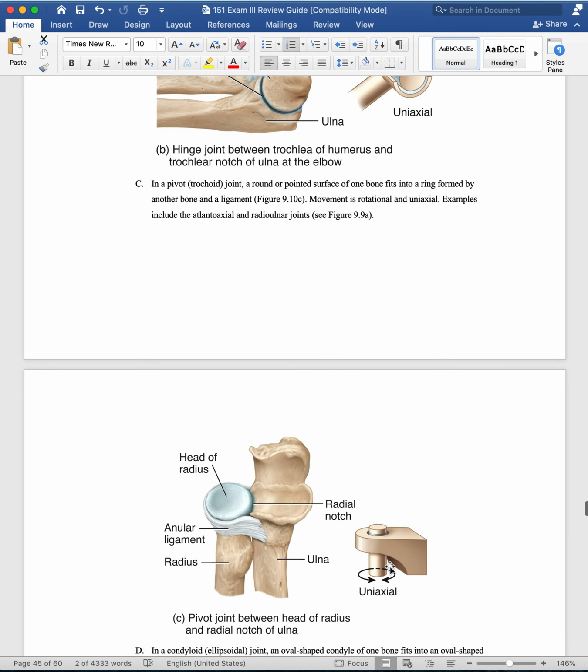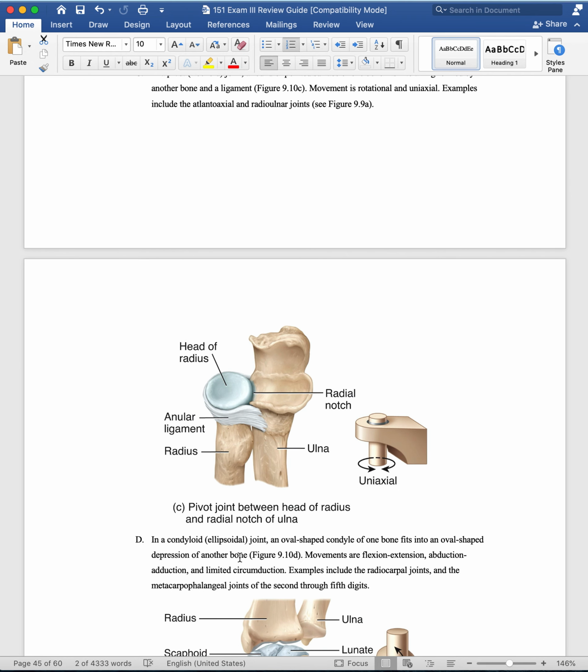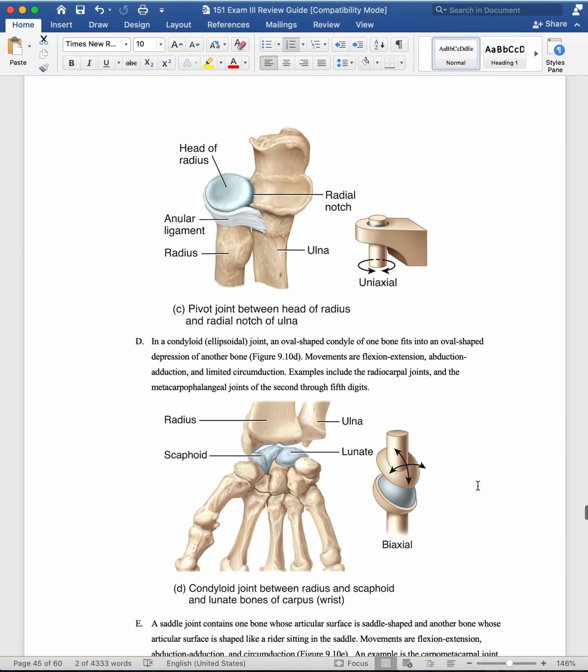All right, we also have pivot joints. Here's a good example of a pivot joint. We're able to do uniaxial motion, in that the one axis of motion is rotation. A good example of that is the radioulnar joint. The difference between pronation and supination is going to allow us to have that uniaxial rotation.